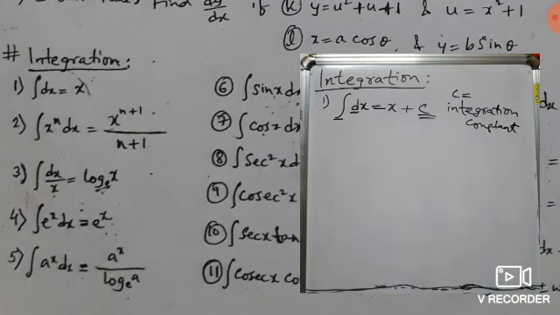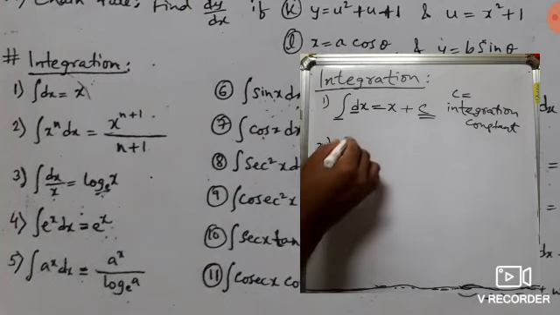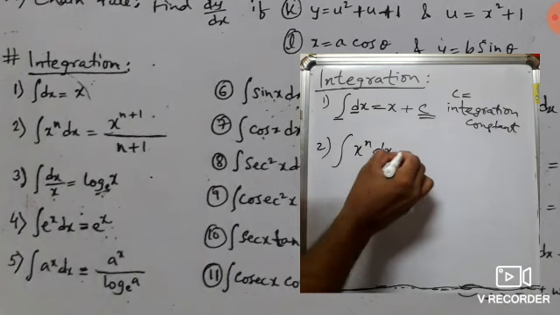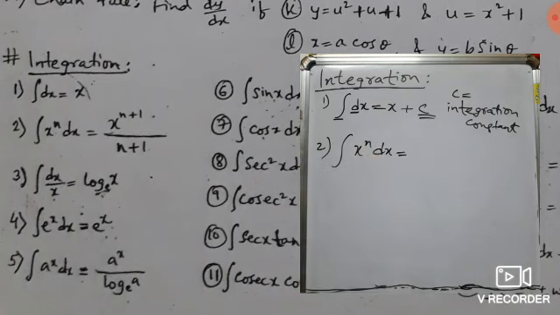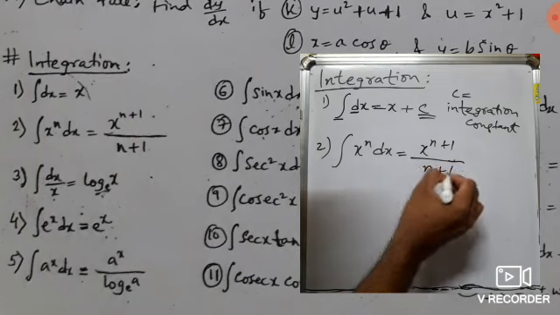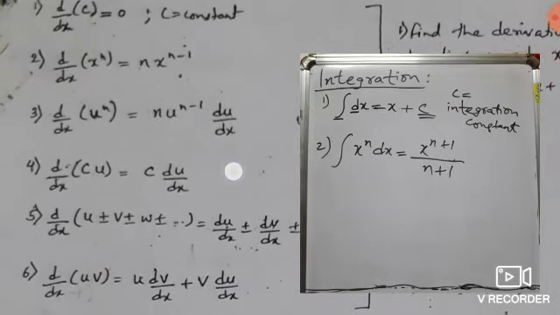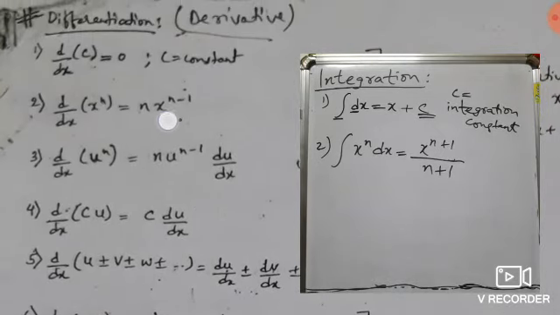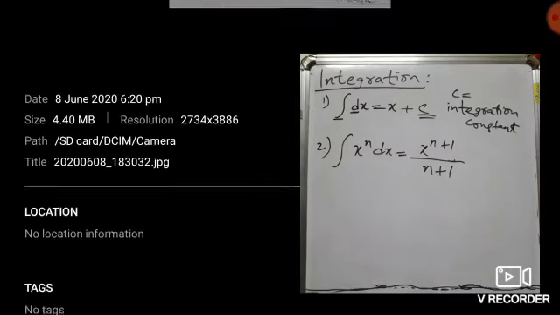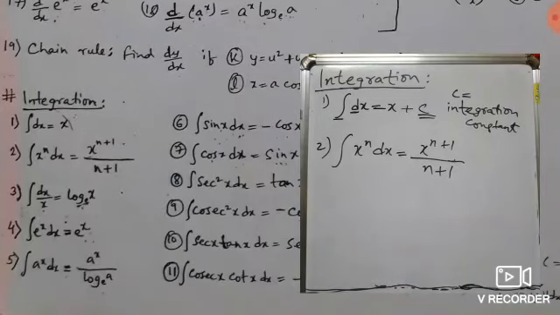Similarly, we can see formula number 2. It is different from differentiation. Formula number 2 is the integration of x to the power n dx. So what will be the result? It will be x to the power n plus 1 divided by n plus 1. It is different from differentiation. In differentiation, we have seen that the differentiation of x to the power n gives n in front and x to the power n minus 1. But in integration, you can see that it is just the reverse.